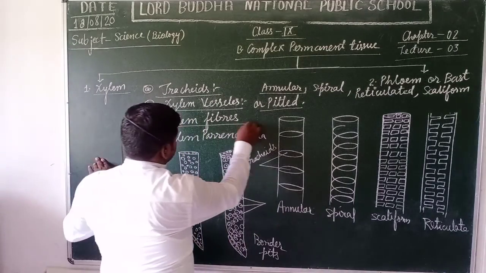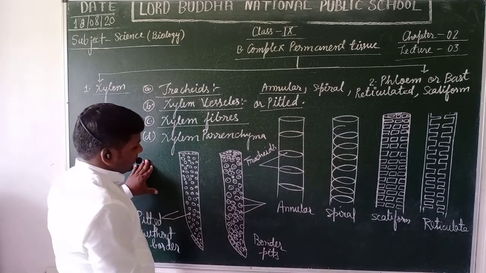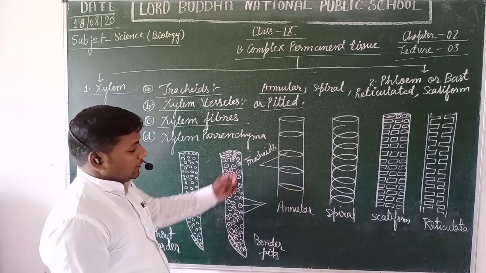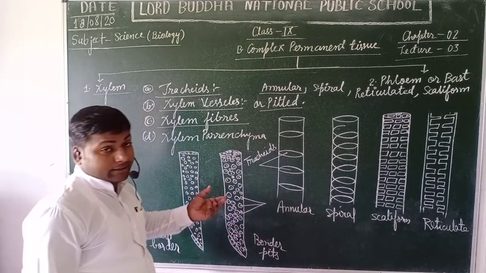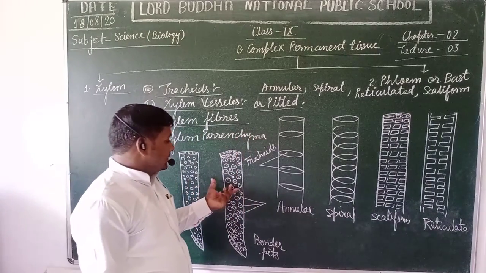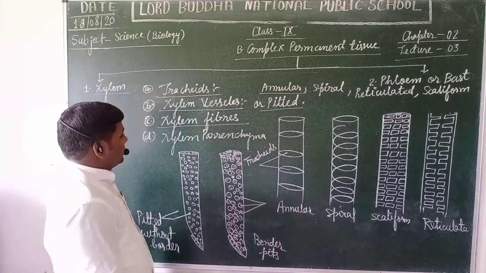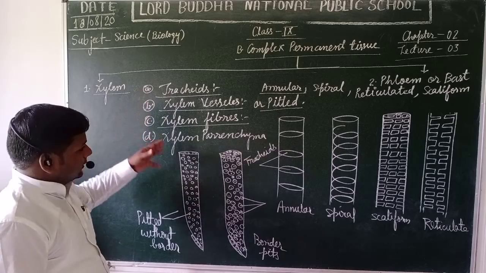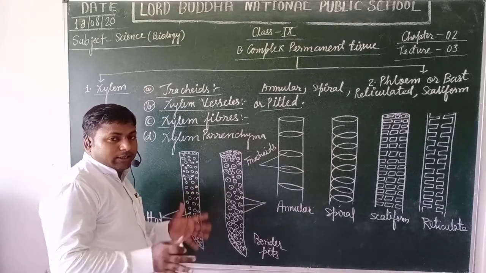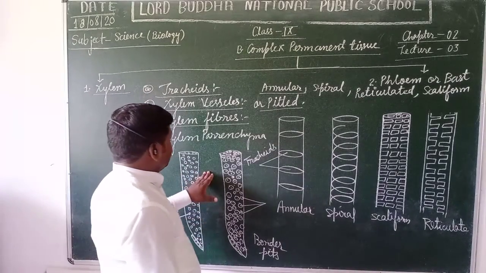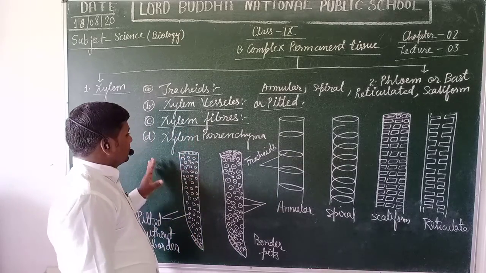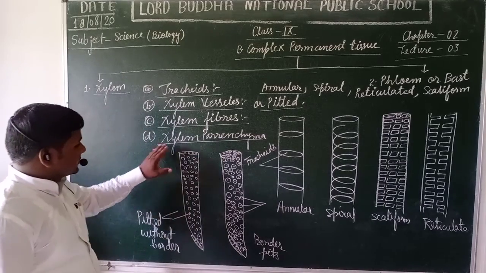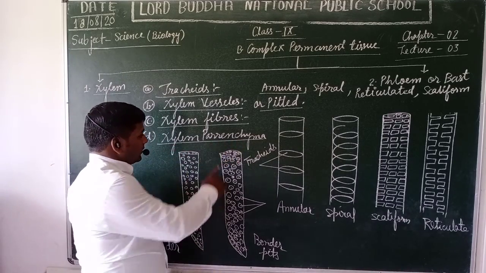Now students, these are the xylem fibers. As I described, the xylem fibers are only found in the higher categories of plants like pteridophytes, angiosperms and gymnosperms, and they are nothing other than the sclerenchyma fibers. They help in providing a skeletal system and mechanical strength to the xylem tissues. Next, these are the xylem parenchyma.